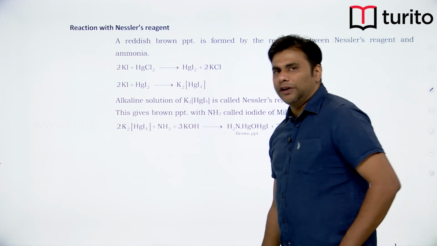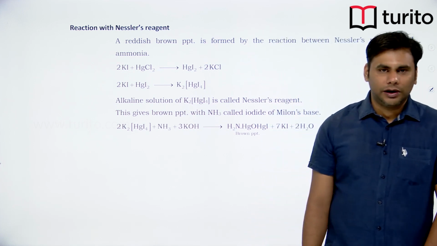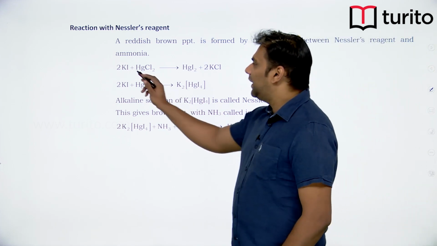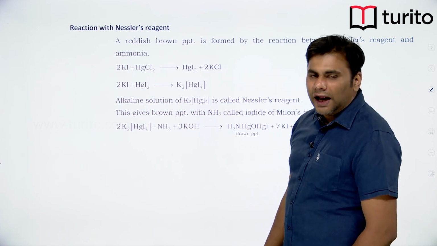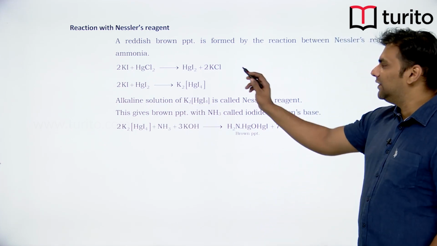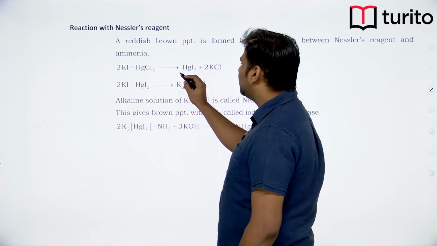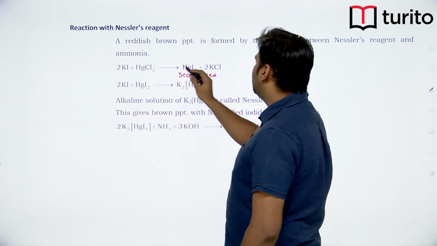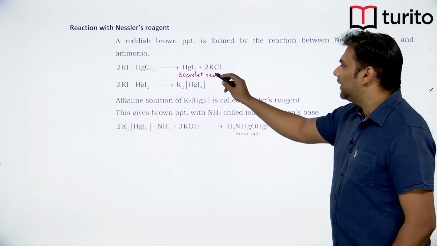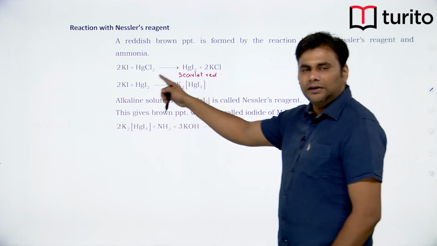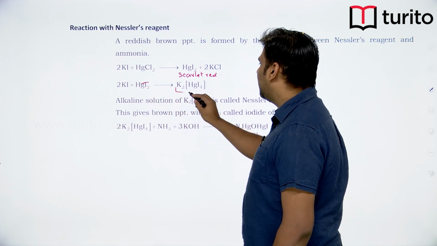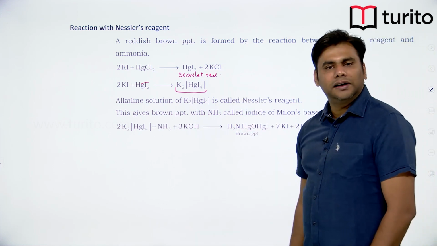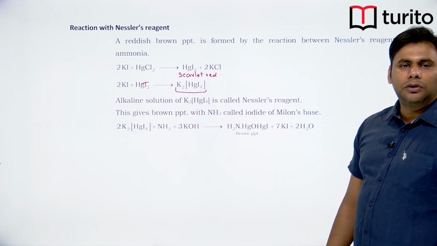Nessler's reagent is basically used to test for ammonia or the ammonium ion in the solution. Nessler's reagent is prepared by reacting KI with HgCl2. When you react KI with HgCl2, you get HgI2. Now HgI2 has a scarlet red color. When you react HgI2 with excess of KI, you get K2HgI4. So the scarlet red color dissolves and we get K2HgI4.